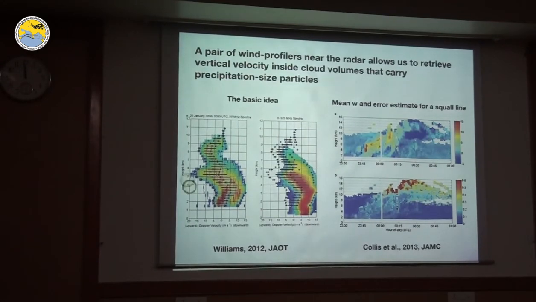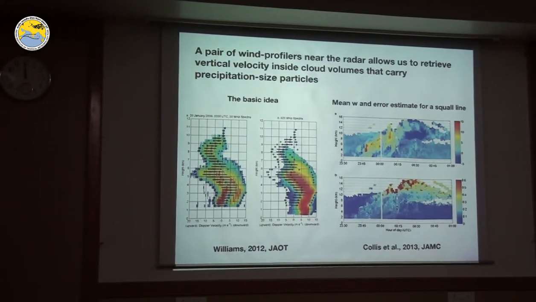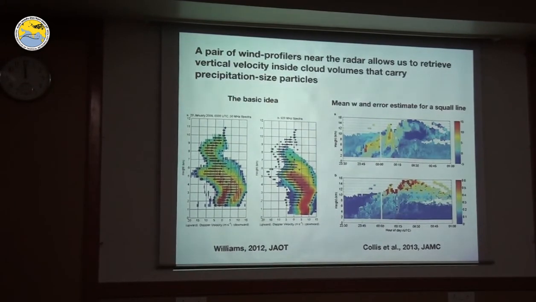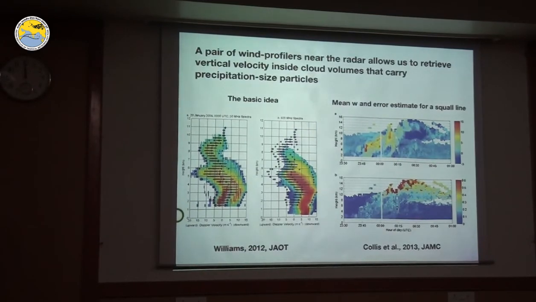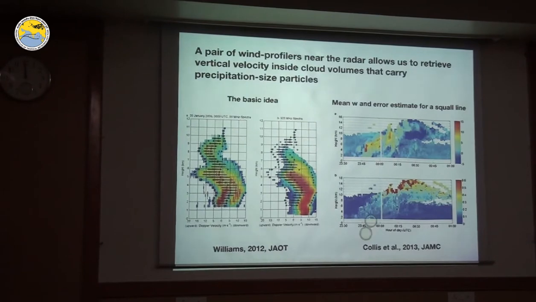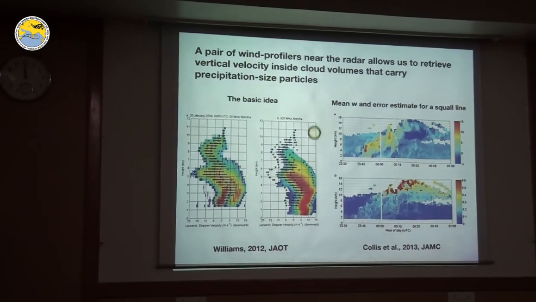The difficulty with a single profiler is that you have two motions that you can see. One is the air motion, and one is the motion of the hydrometeors. And you need to separate the two from each other. To do that, you have one instrument that sees both the air motion and the motion of the hydrometeors, and one that sees only the motion of the hydrometeors. By using them both, you can figure out what the air motion must be. And here's an example of what you get.